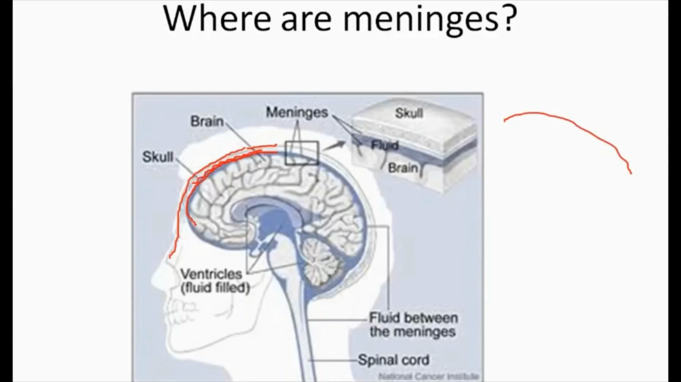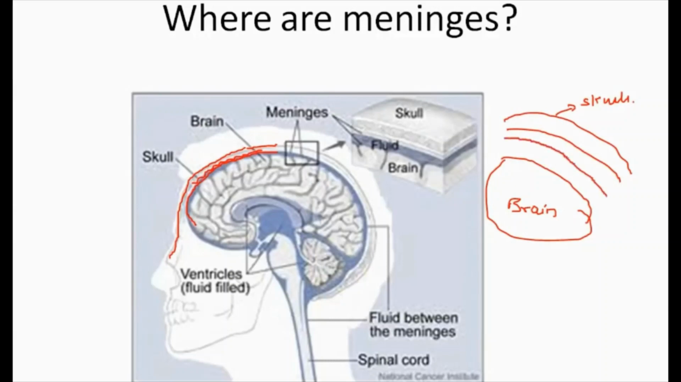Now see this. That is the skull, and here I am drawing the brain. In between, the gap is present. So there is a first layer, a second layer and a third layer, and the third layer is the innermost layer.